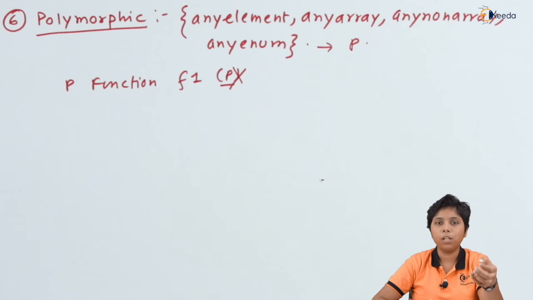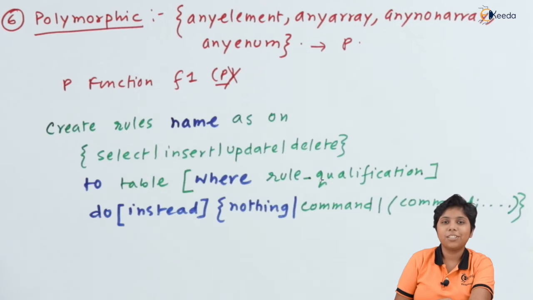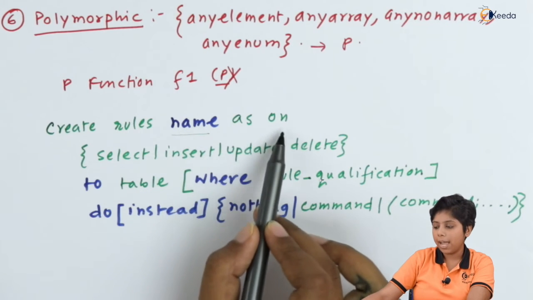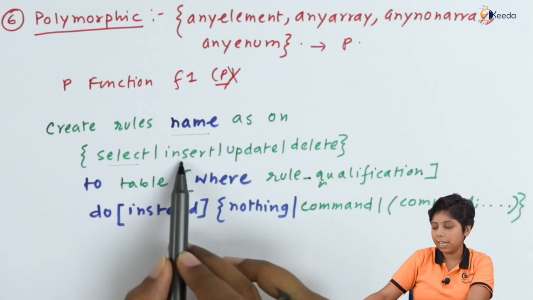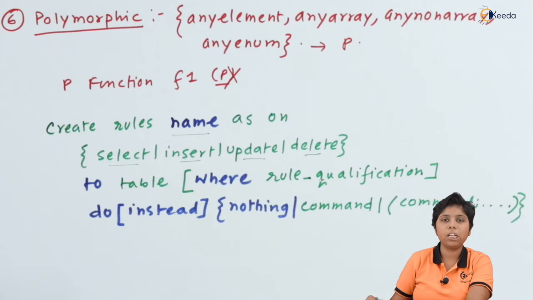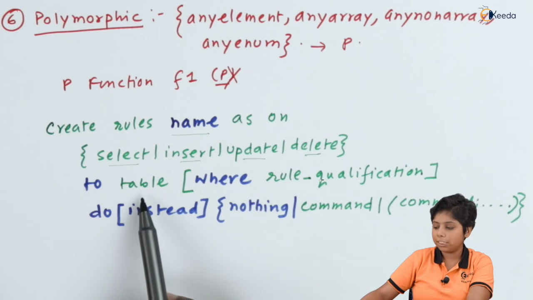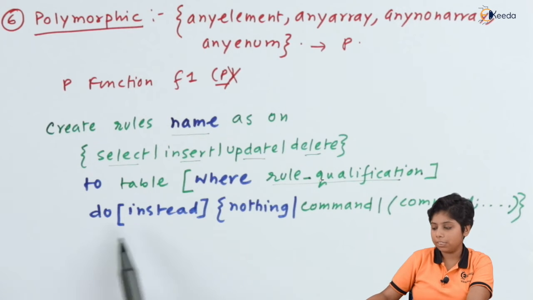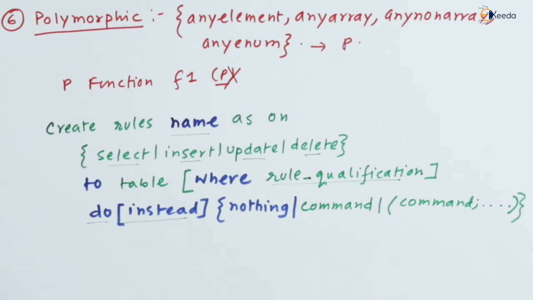Now, how to create a rule? Let us first look at this example. This is the basic syntax for creating a rule. We can see the command create rule, then finally the name of the rule, as on, where we can perform any of select, insert, update or delete, or any combination of them. Then the table name where we need to put the rule qualification, and use do instead. The term do instead tells us how to perform the query where the qualification exists. Nothing means that if the qualification isn't satisfied, then what we need to perform.